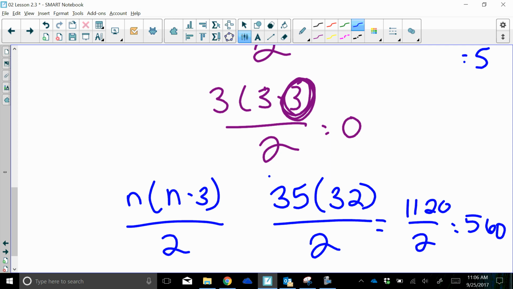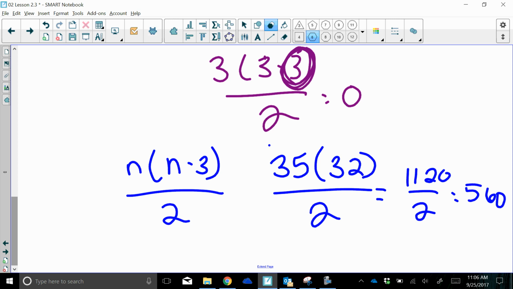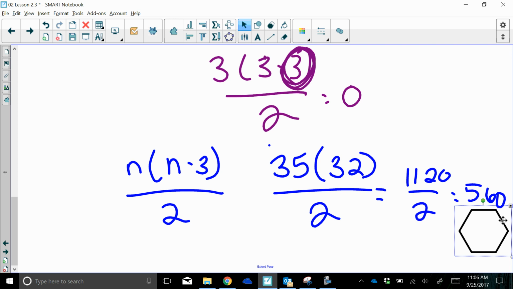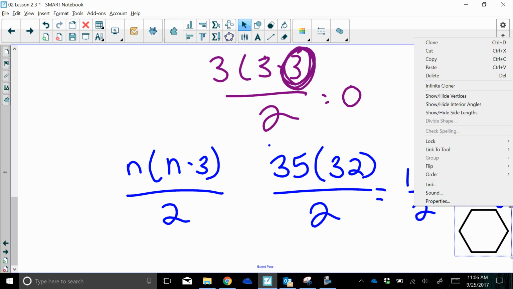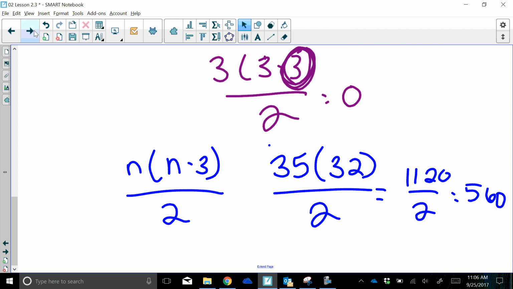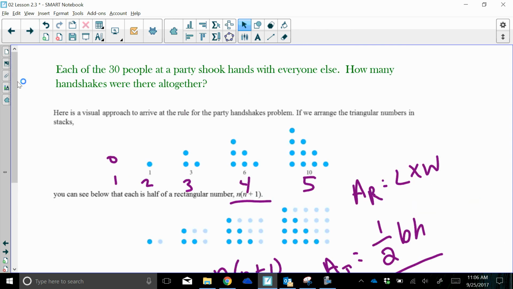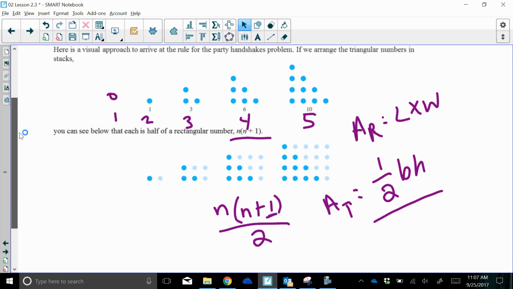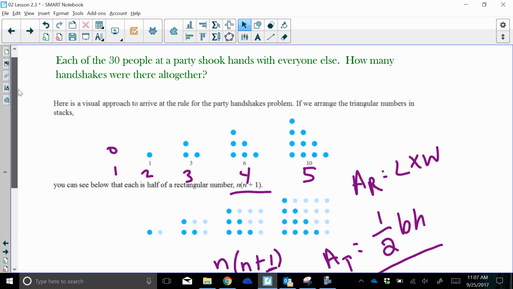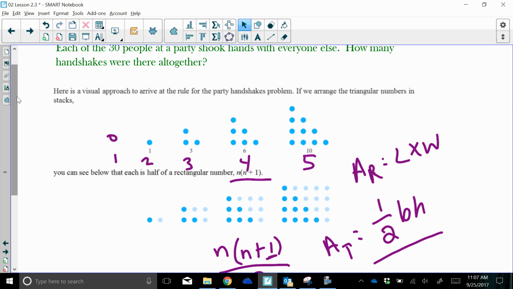So we don't actually have to draw a 35-gon, although, well, I don't even have the option here. Too many sides. So we don't actually have to draw a 35-gon and count all of the diagonals. But if we did, we would count 560 diagonals. So this one we looked at as related to triangular numbers. And again, we'll do an experiment like this in class next time I see you.